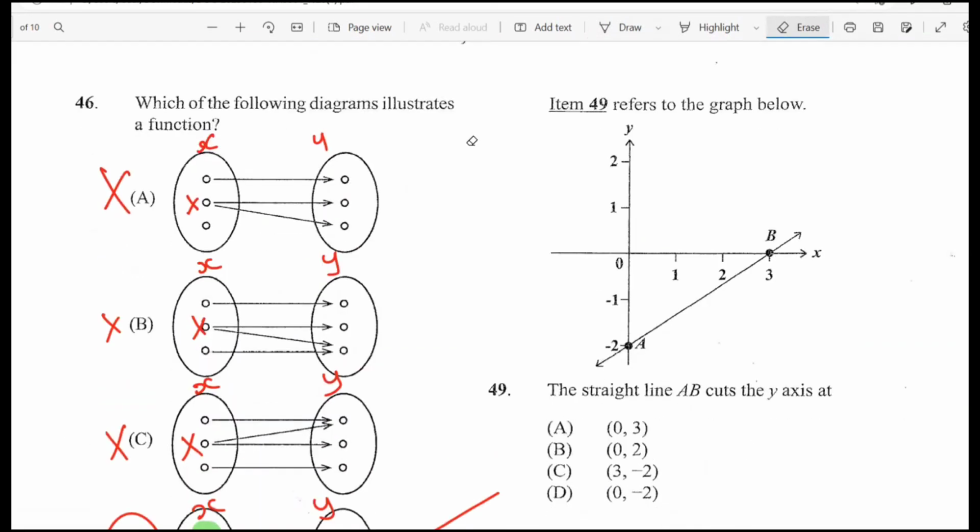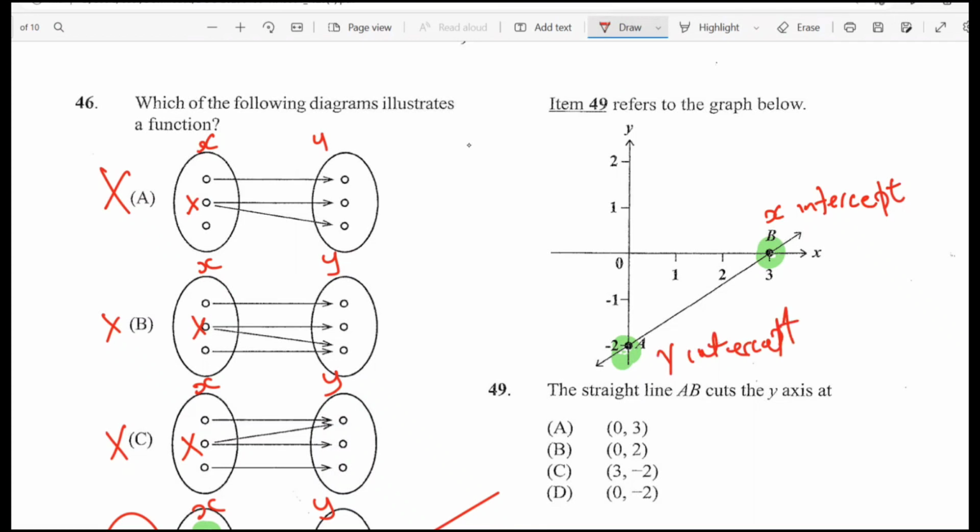We're at 49. The question says item 49 refers to the graph below. So we're looking at the graph. We're seeing A and B. Some intercepts going on right there. X intercepts, Y intercept. This is my X intercept right there. I'm seeing the Y intercept right here.